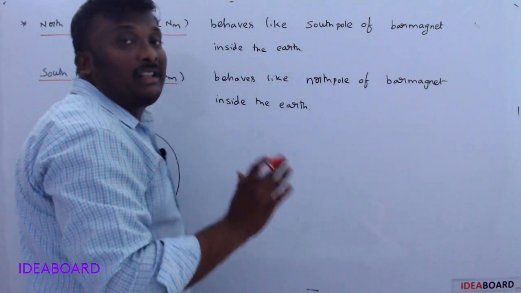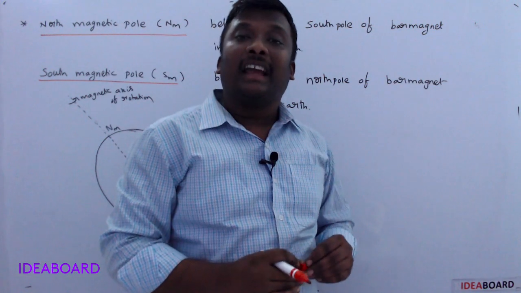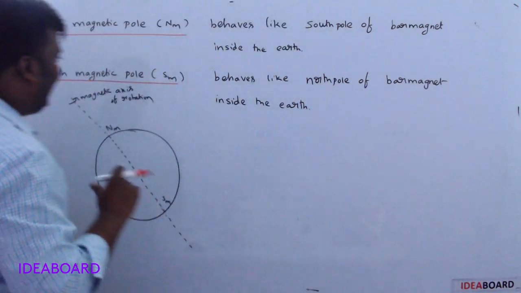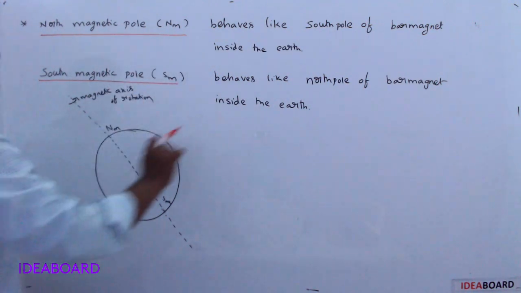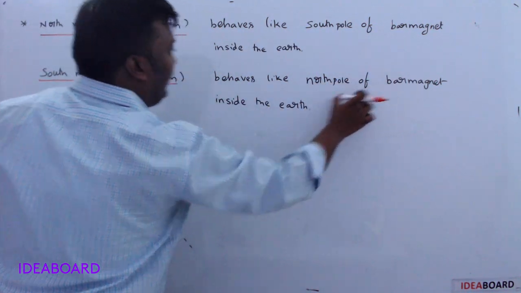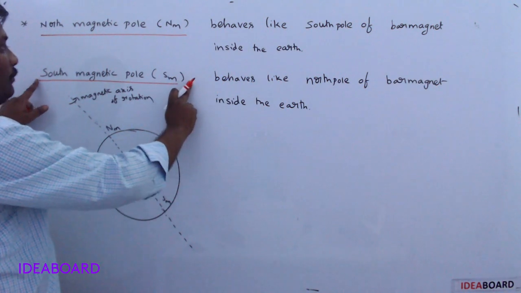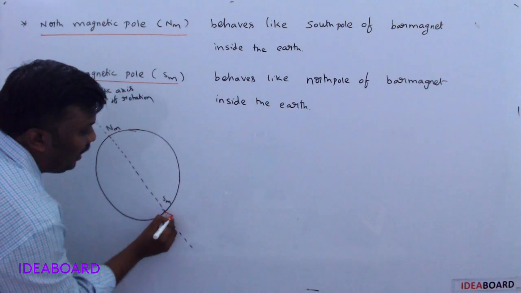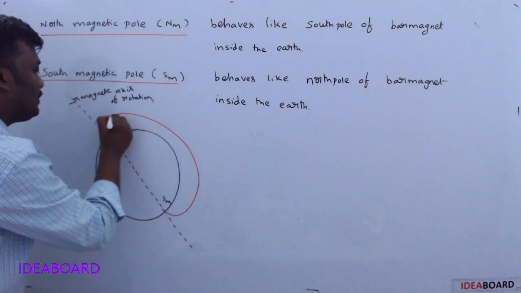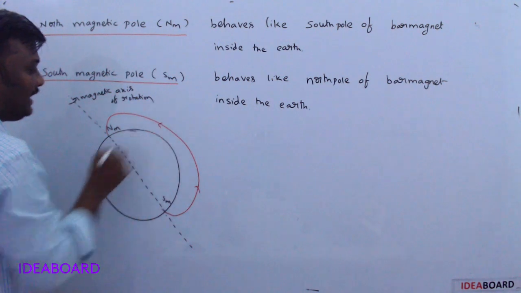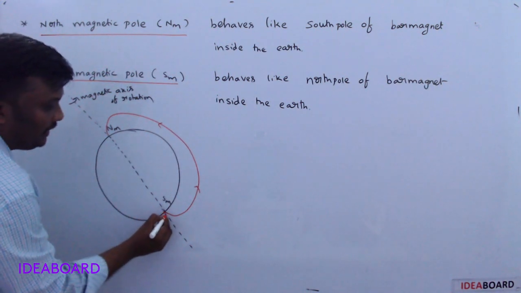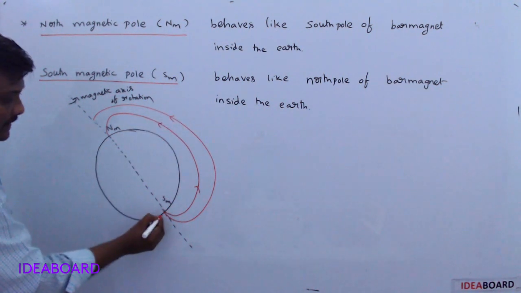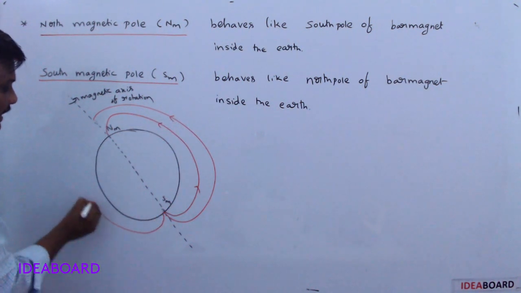That's why outside the bar magnet, the lines of force are always from north to south. That's why in this concept, the north pole of the bar magnet is nothing but the south magnetic pole. So all the lines of force start from south to north outside the magnet. Okay, so the lines of force are like this. Outside the magnet, they come in this manner.